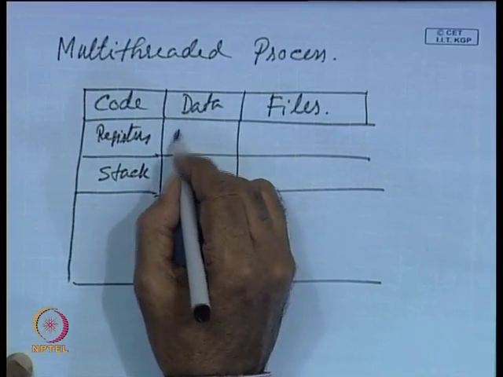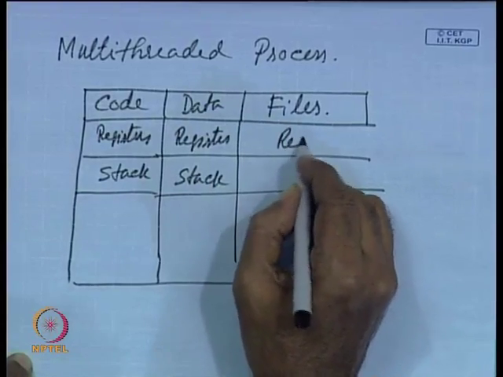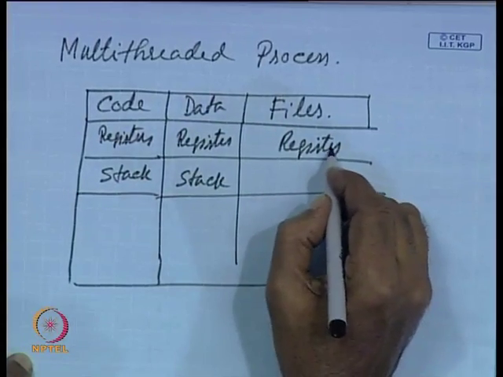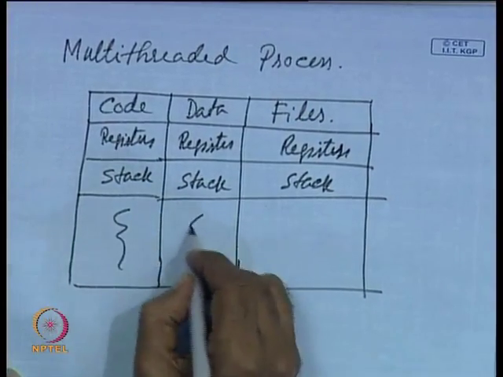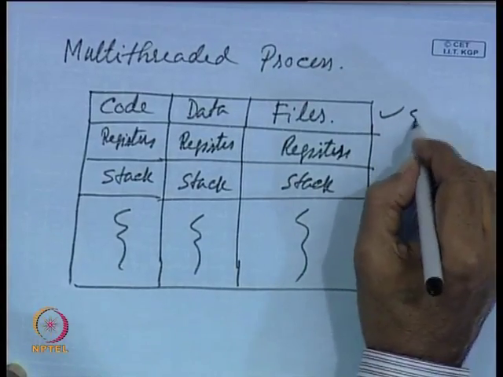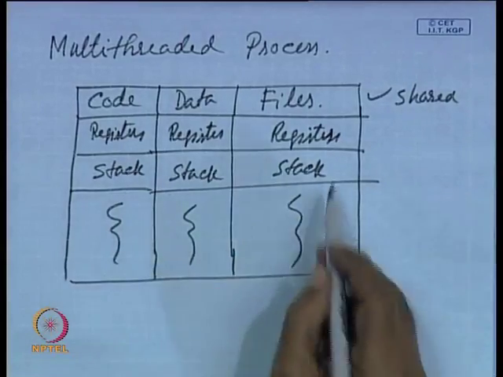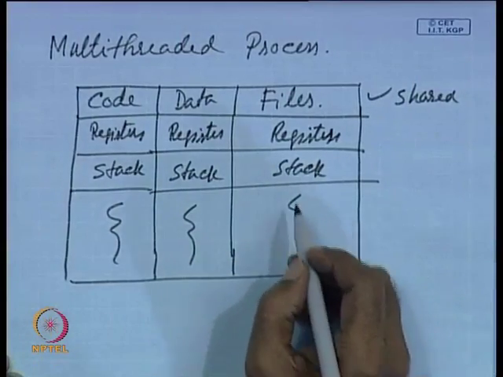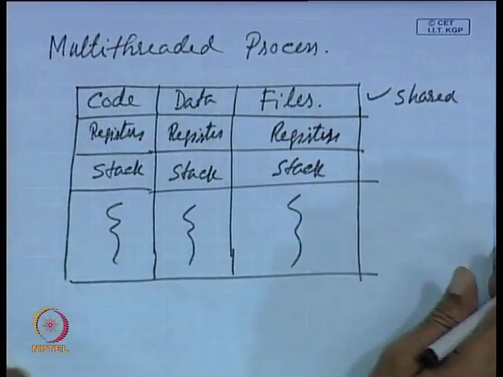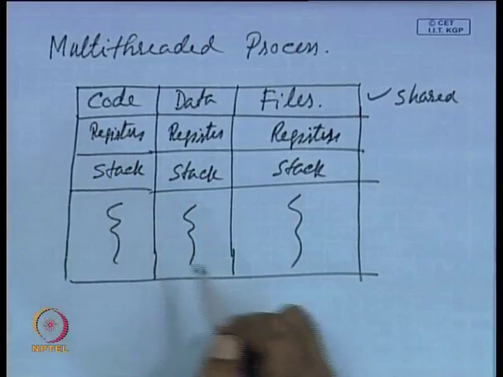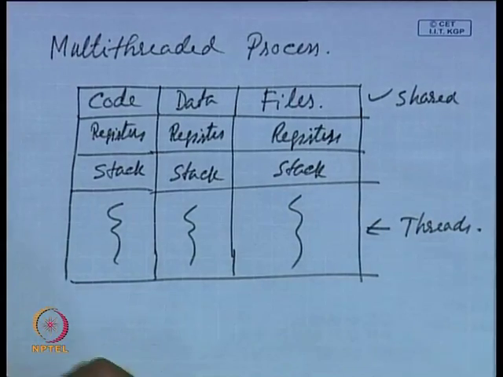so you will require registers, stack, registers, stack, and then you have one thread here, this is another thread, this is another thread. This part is shared by all the threads. So, you can see here in a multi-threaded process, you are sharing the same code space, data and files. However, you will require a separate set of registers and separate stack for different threads. So, these are different threads. This is a multi-threaded process.